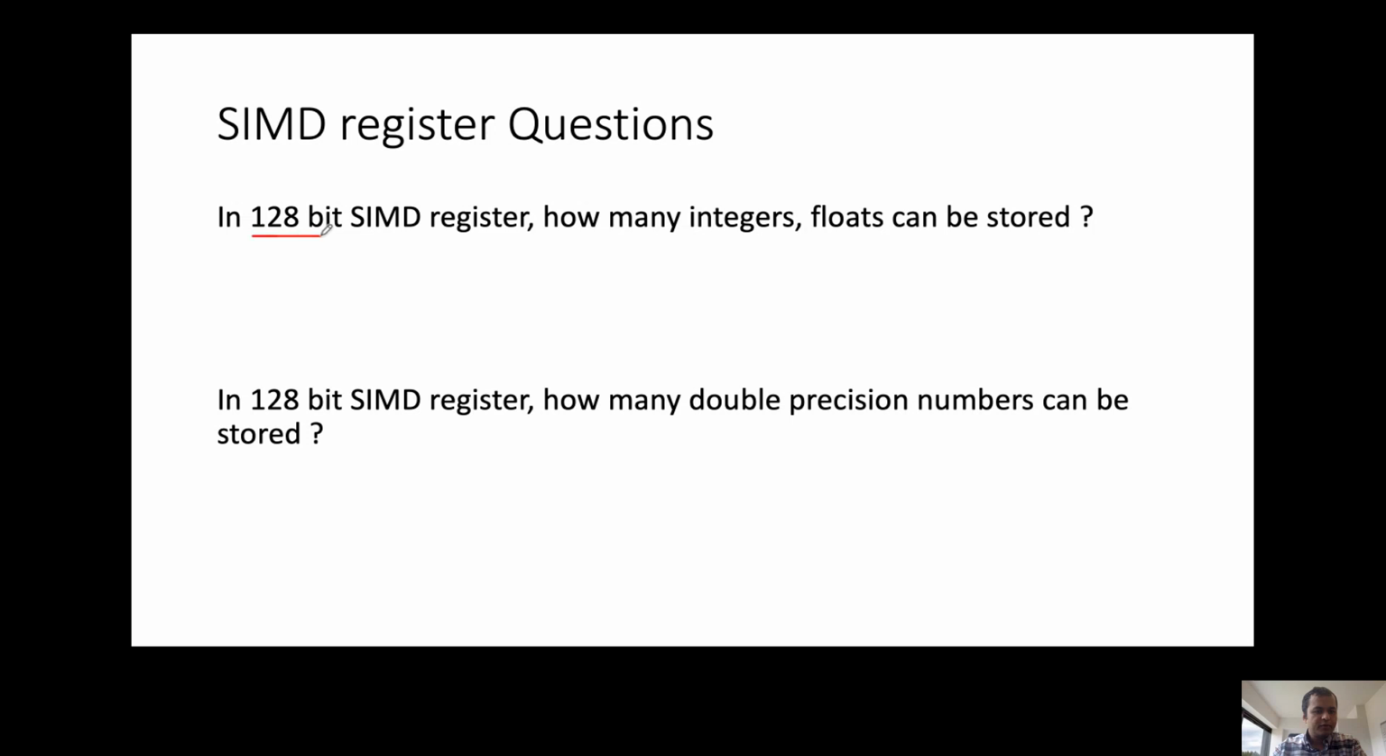Let's look at the answer for this problem. The width of the register is 128 bits, and an integer takes 4 bytes, which means 4 times 8, 32 bits. How many integers can be stored in a 128-bit register? You can just divide 128 by 32, and that will give you the answer. The answer is 4. So you can have 4 integers and 4 floating point numbers in one SIMD register. Single precision floating points also take 32 bits.